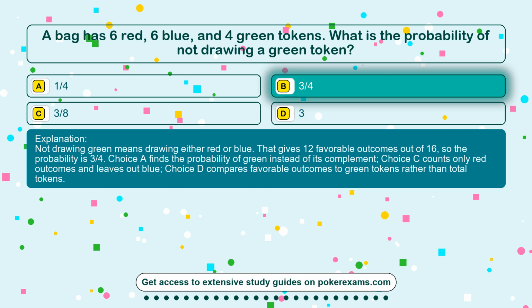Choice A finds the probability of green instead of its complement, choice C counts only red outcomes and leaves out blue, choice D compares favorable outcomes to green tokens rather than total tokens.